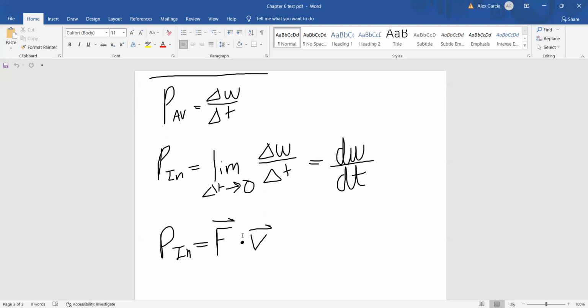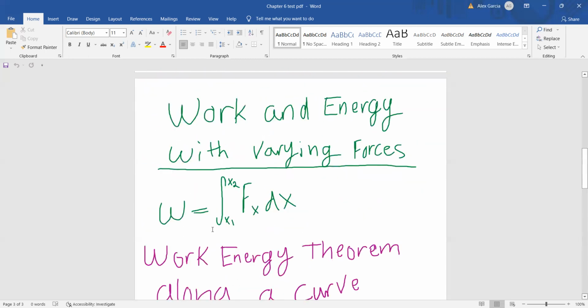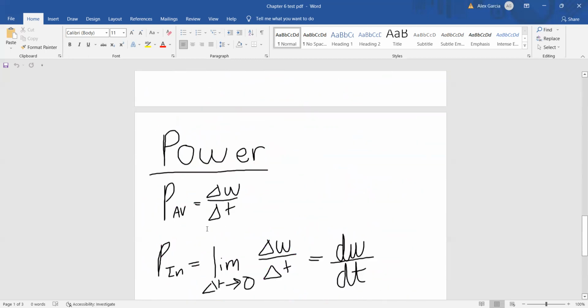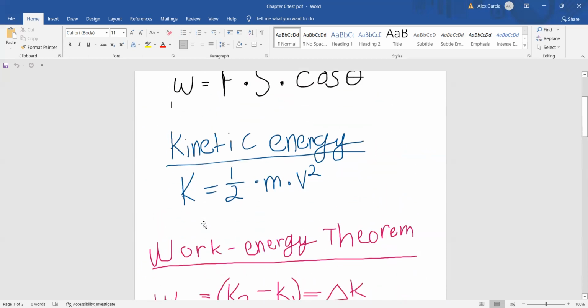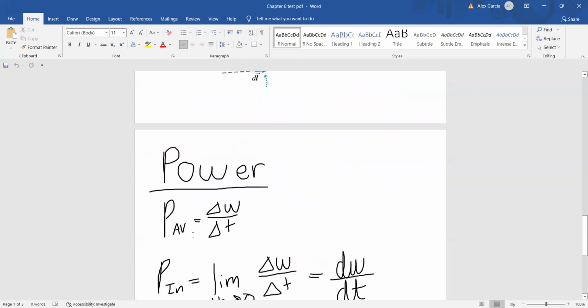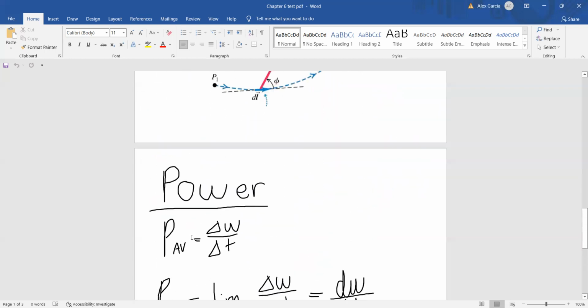And that's essentially a brief overview of important equations and minor concepts that you'd run into when you discuss chapter 6 and work through it.